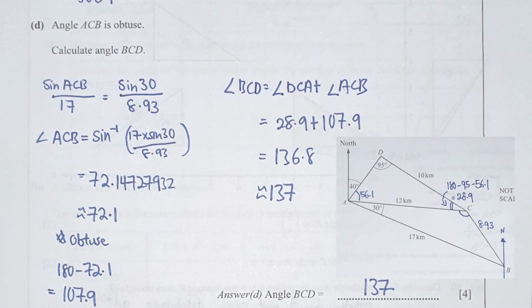As for you to calculate angle BCD, we are required to identify angle ACB first. To identify angle ACB, I use this sine rule. After the conversion, you get it as 72.1. However, this 72.1 doesn't qualify as an obtuse angle. Hence, you're required to take 180 minus 72.1 and you get the result as 107.9. Add this with the information we got earlier, which is angle DCA is 28.9. You will get a final result as 137 after correcting it to 3 significant figures.